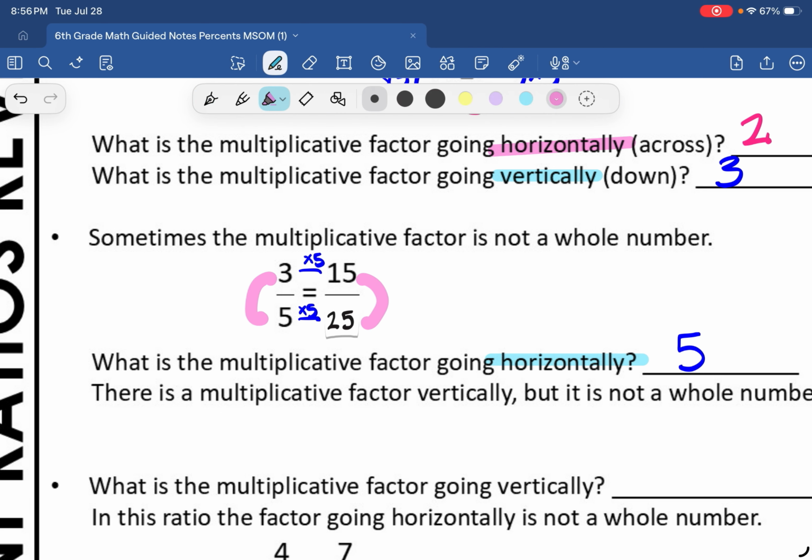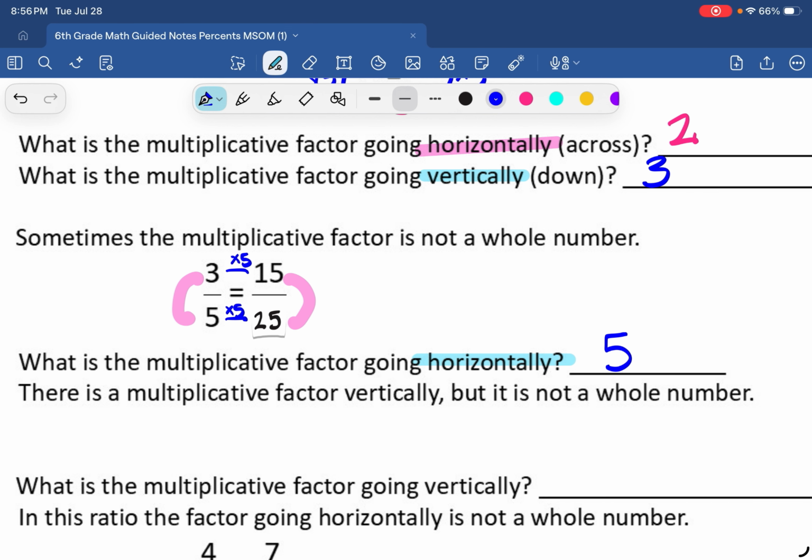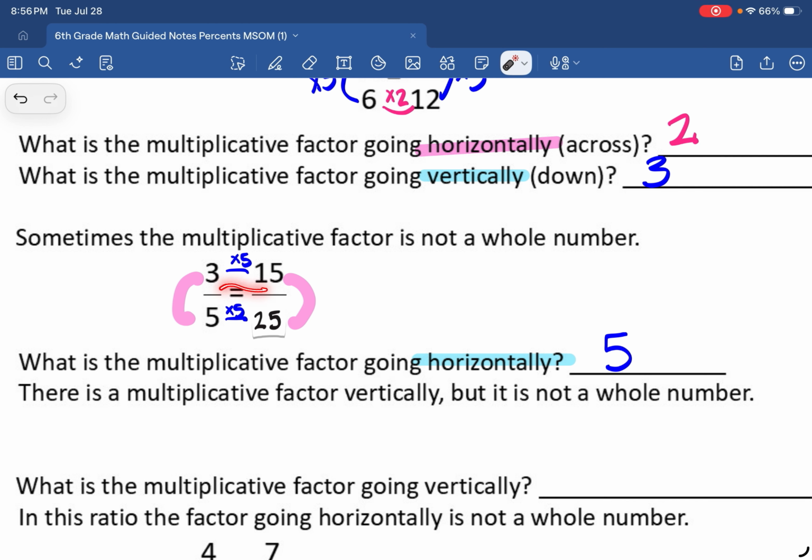Now there is also a multiplicative factor going vertically. 3 times some number is 5, and 15 times some number is 25. Now that number may not be quite as obvious as the one going horizontally in this case, but there is still a multiplicative factor going vertically. It is just not a whole number with these ratios.